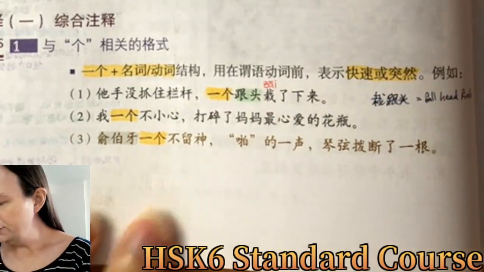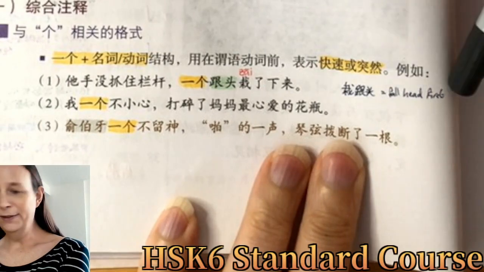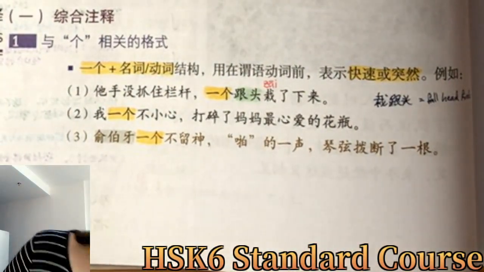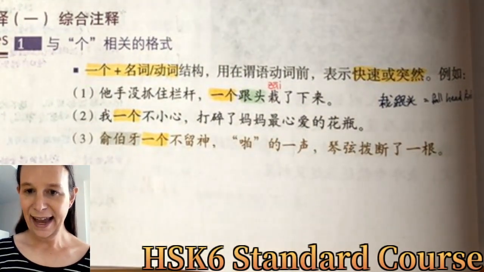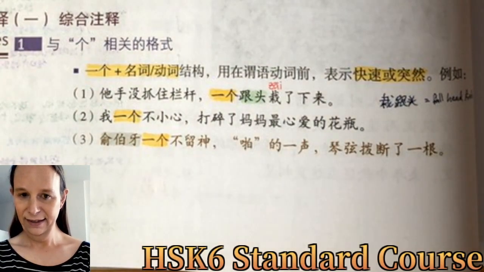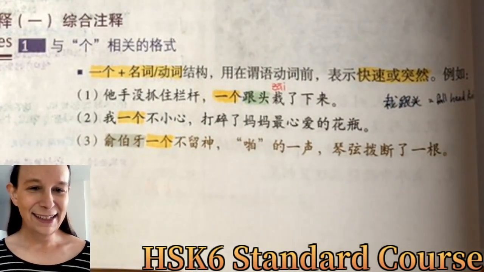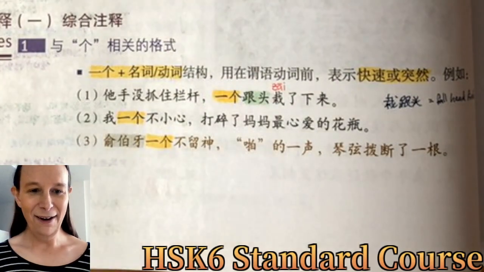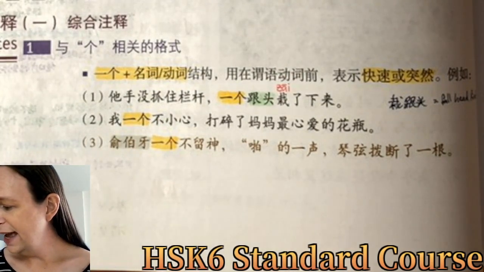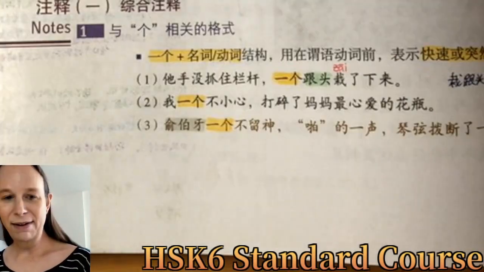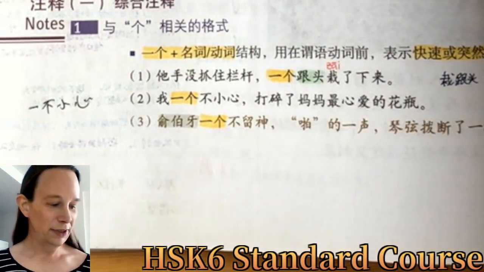他手没抓住栏杆，一个跟头栽了下来。So this is falling head first, apparently. The important thing we're meant to be paying attention to is that the 一个 with a verb or a verb phrase indicates a quick or sudden action. Yeah, this one I'm not very familiar with. 我一个不小心，people just say 一不小心. It's just a moment of a lapse in concentration. 我一个不小心打碎了妈妈最心爱的花瓶。Yeah, but I think almost everyone would say 一不小心, not 一个不小心. I could be wrong.